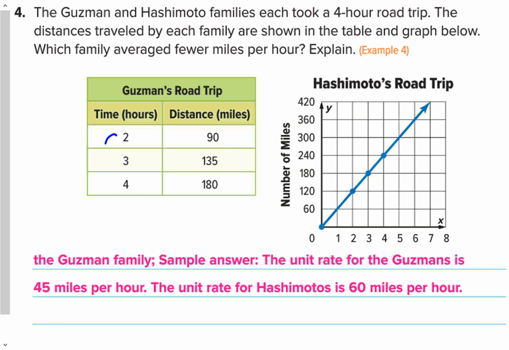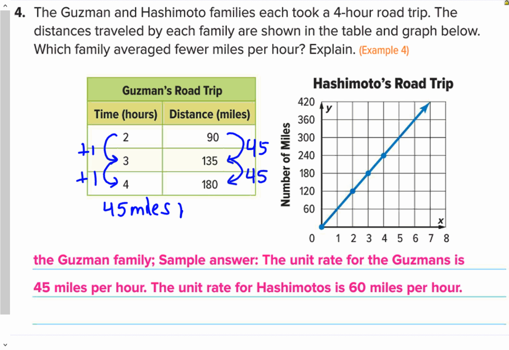Here, the Guzmans, they went plus 1 for our hours. And then their distance, you went 90 to 135, so you can say 135 minus 90, that equals 45. Okay, and then the same thing, 180 minus 135, that equals 45. So the Guzmans, they averaged about 45 miles per hour.